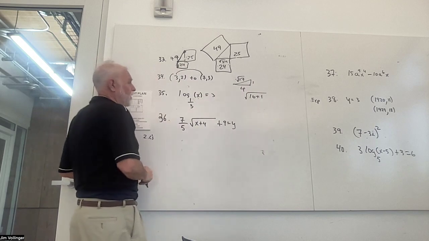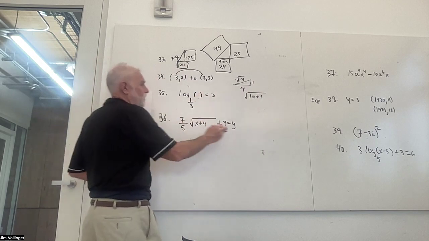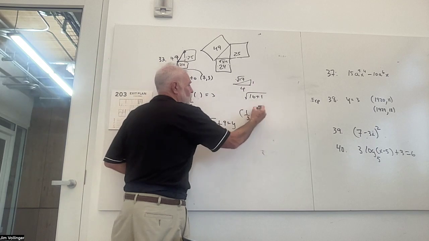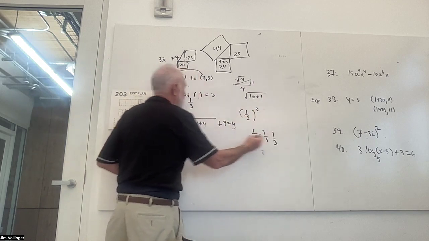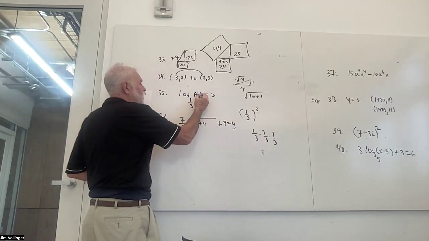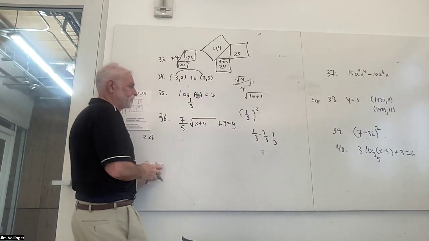1/3 to the 3 gets me this quantity. So 1/3 cubed. 1/3 times 1/3 times 1/3 is 1/27. And that's now a true statement.